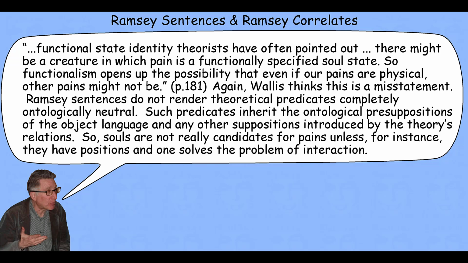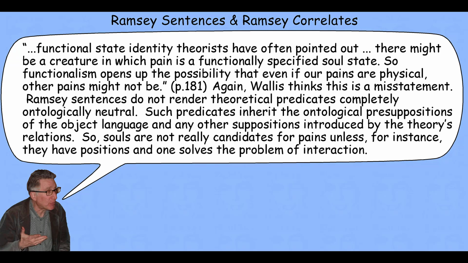Now, I think this is just a misstatement. At least it's a misstatement if we really take these Ramsey sentences seriously. Ramsey sentences don't render theoretical predicates completely ontologically neutral. Such predicates inherit the ontological presuppositions of the object language that's used in their interpretations, and any other suppositions introduced by the theory's relations. As a result, souls are not really candidates for pains, unless, for instance, they have positions in space and time, extension, and the dualist solves the problem of mind-body interaction, since they're causing physical things to happen and they're being caused by physical things.